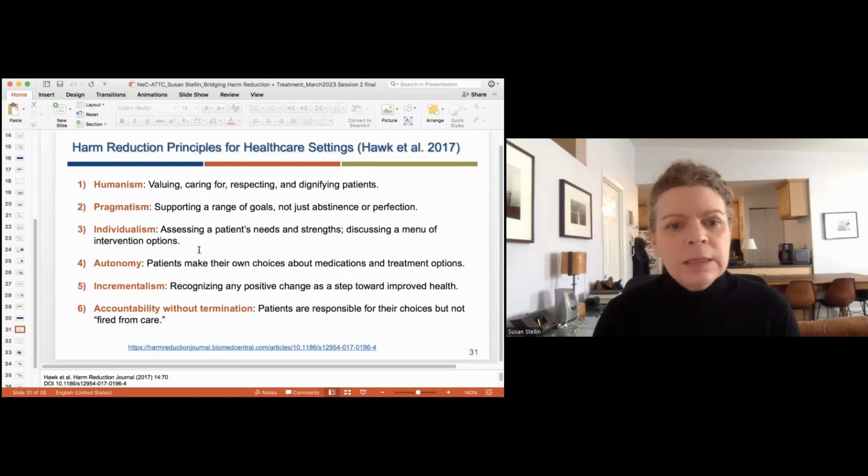Incrementalism, recognizing any positive change as a step toward improved health. Sometimes this is referred to as gradualism. Accountability without termination, so patients are responsible for their choices but not fired from care. That's one that we've talked about here.